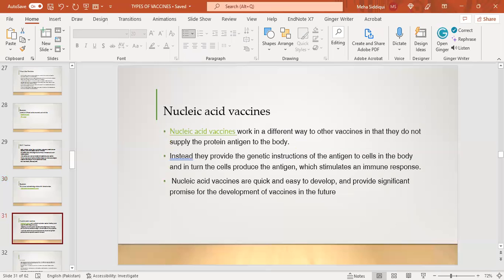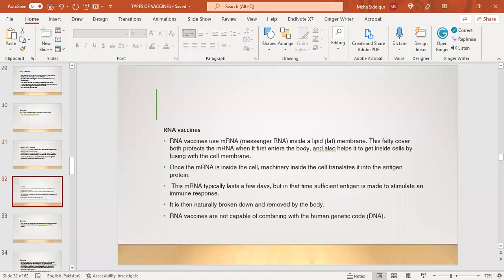Then come nucleic acid vaccines. These work in a different way to other vaccines in that they do not supply the protein antigen to the body. Instead, they provide the genetic instructions for the antigens to cells in the body, and in turn, the cells produce the antigens, which stimulates an immune response. These vaccines are quick and easy to develop and provide significant promise for the development of vaccines in the future.